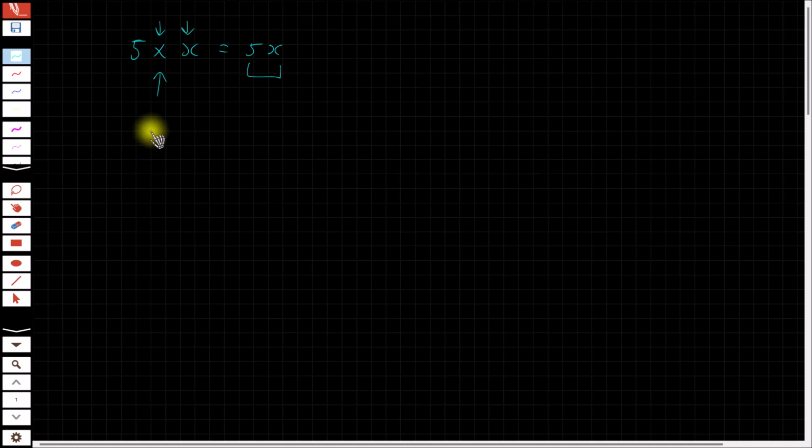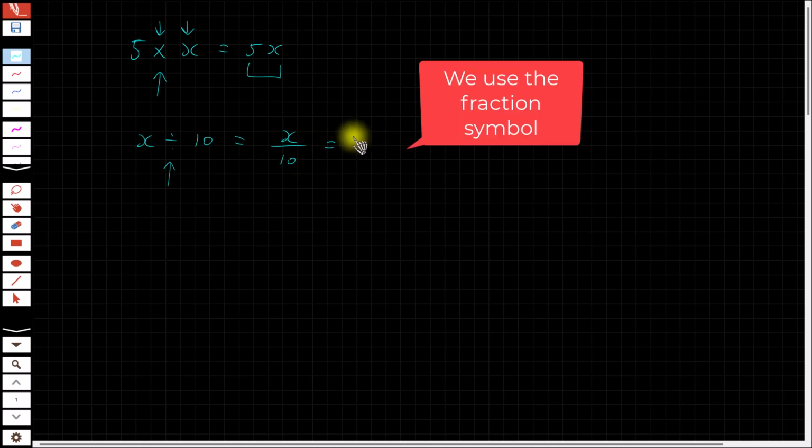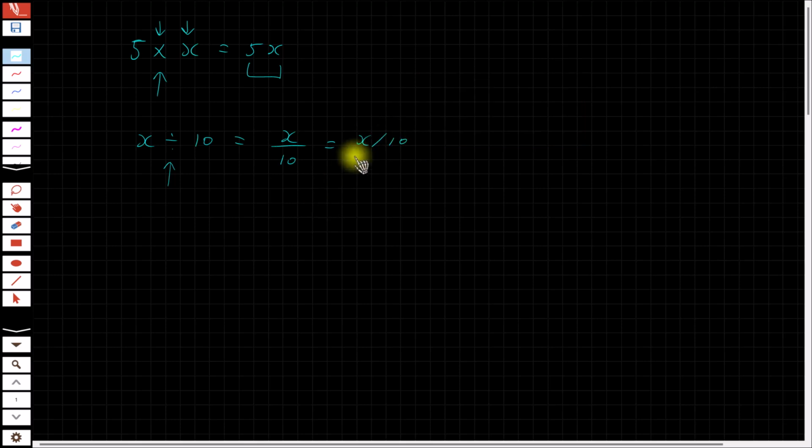Let's take a look at division. x divided by 10. It is convention in algebra not to use this symbol, so we simply write this as x over 10, or we can write it in one line as x over 10 with the forward slash. On a computer it would look like this.